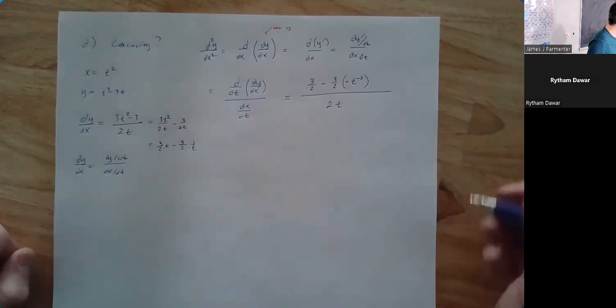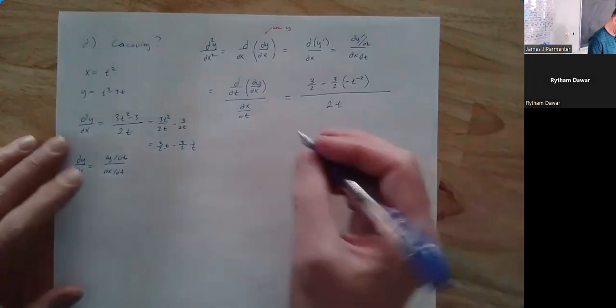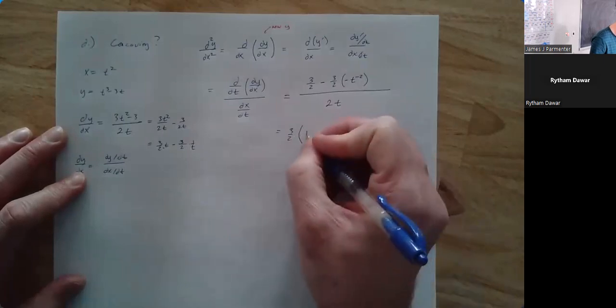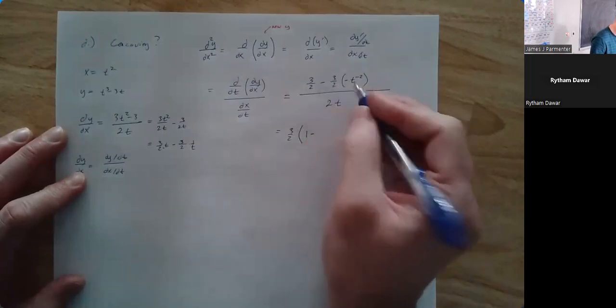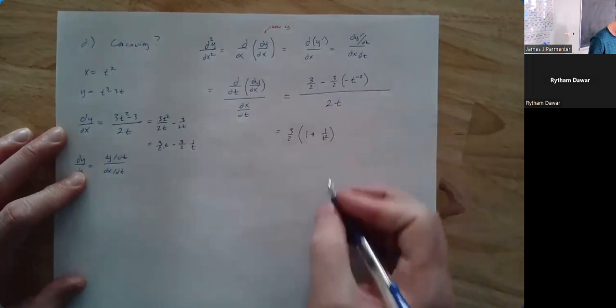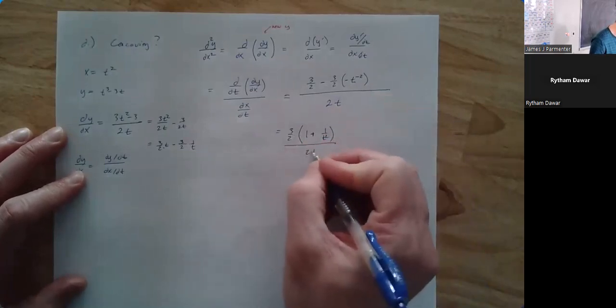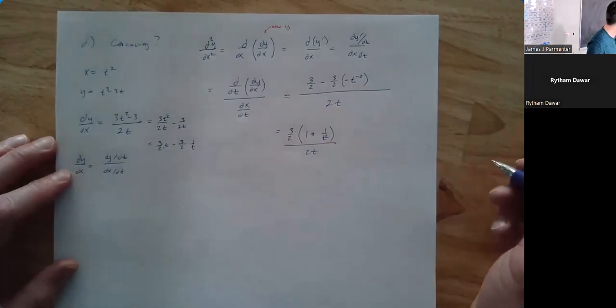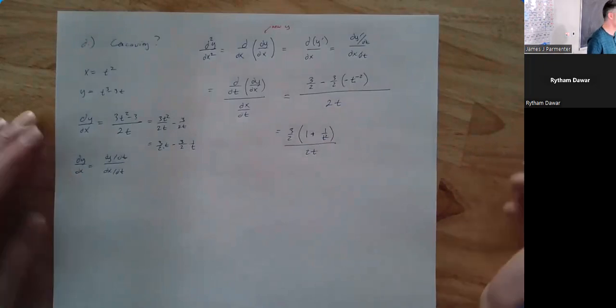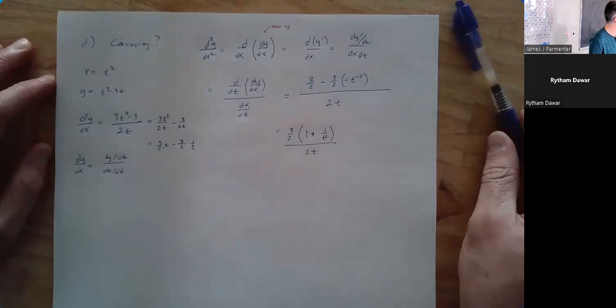So we've got that. I would probably simplify this. So I'm going to write this as 3 halves times 1 minus, and minus is plus, 1 over t squared, all divided by 2t. Notably, this is never equal to 0. So what does it mean that the second derivative is never 0?